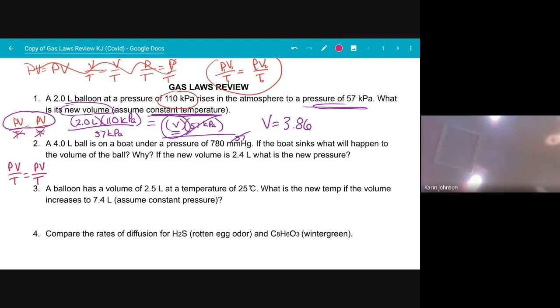So that tells me that this question is not going to be using any kind of temperature. Oops, I'm trying to re-log into my computer. Hold on just a second. That tells me that this one is not going to be using temperature at all. So I can cross that part of the equation off, and I'm just going to be using P times V equals P times V.